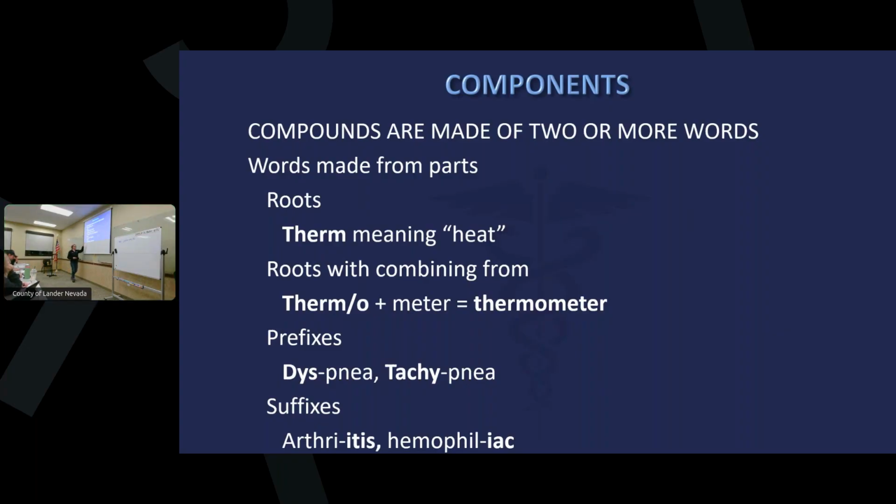And then we have suffixes. So itis, meaning inflammation of, and then philiac, meaning someone's having trouble with that. So someone that's a hemophiliac has a problem with blood. And then arthritis is inflammation of the joints, because arthr means joints.